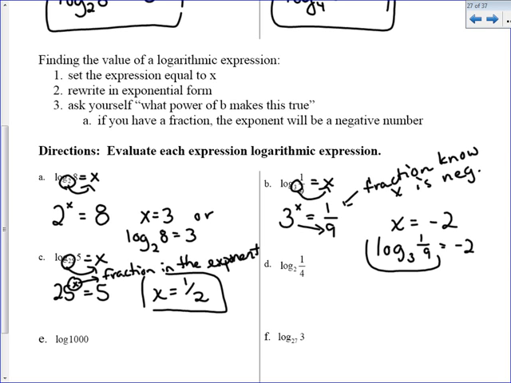So I want you to go ahead and try D, E, and F. On E, there's no base written, and it's a log. What's my base going to be? 10. So you might want to put that in on E.